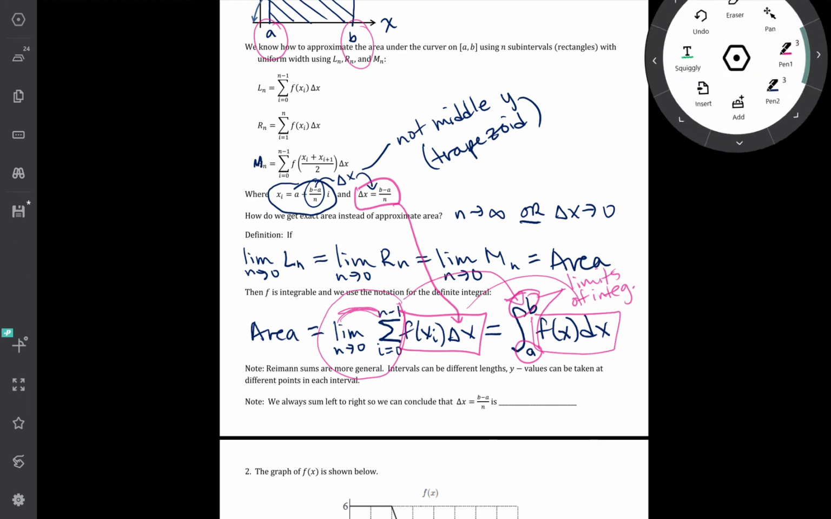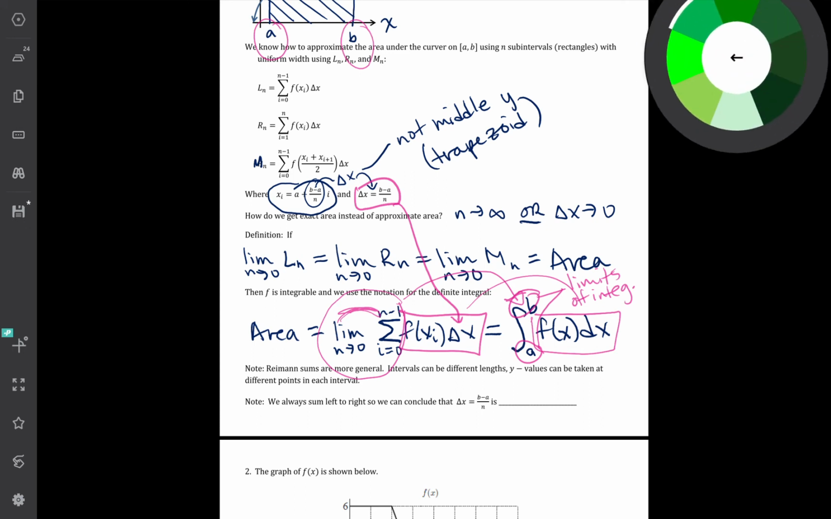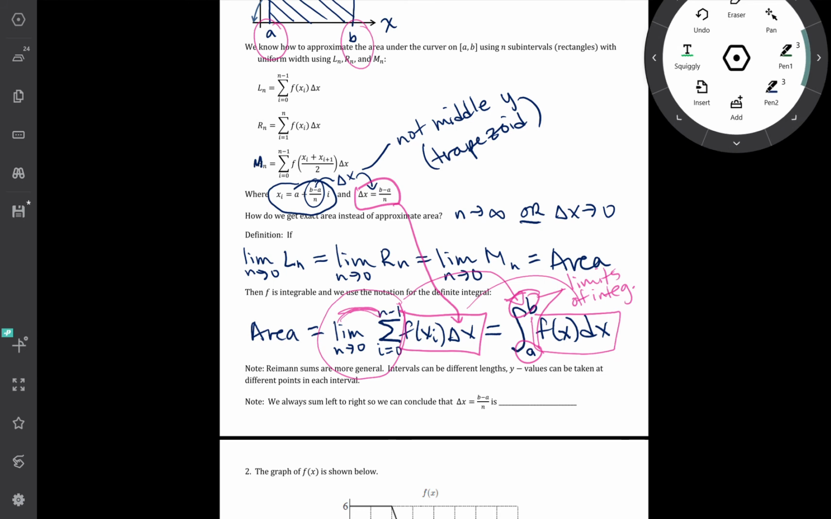When you look at this, I scribbled on it so much that I think I want another color. Green, my favorite green. Okay, we'll say that. I don't know if that's really my favorite.